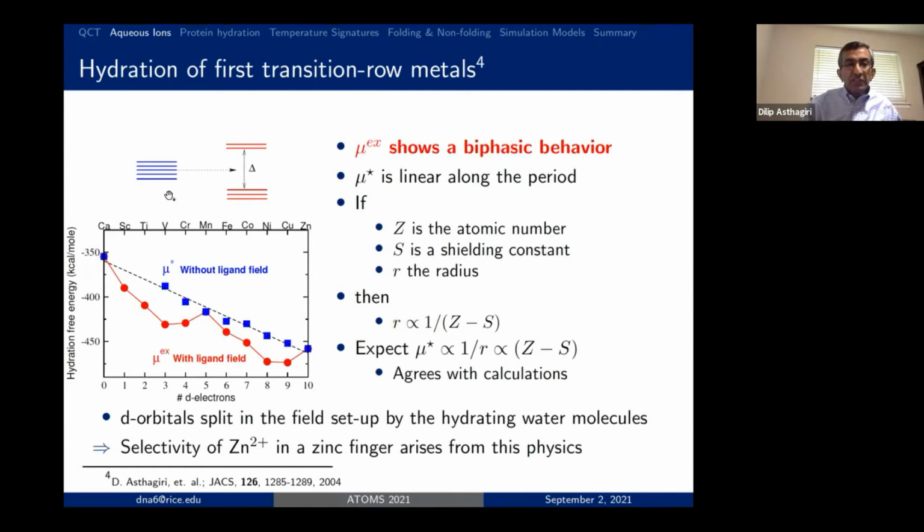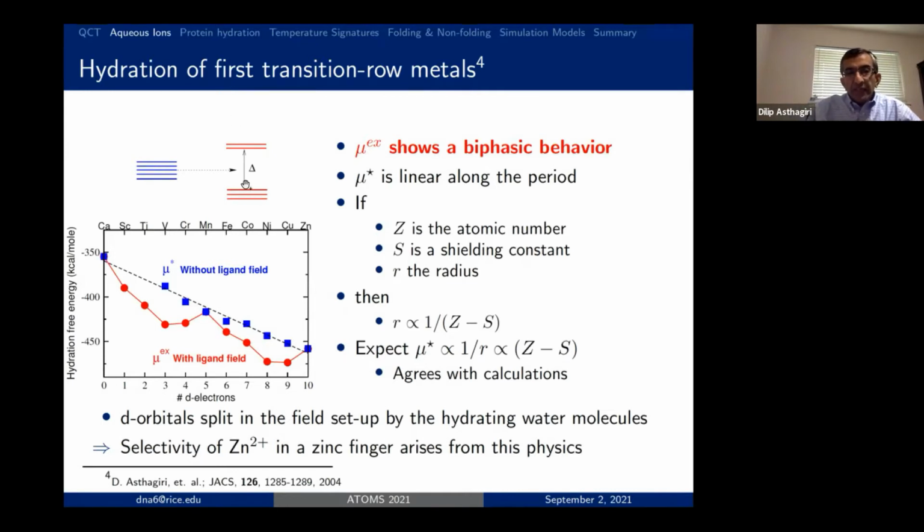So we studied all the transition metals, bracketed between the alkaline earth calcium and zinc. For the transition metal ions, you have to deal with this feature of the d orbitals, which are degenerate for a transition metal in vapor. But once you put it in liquid water, this degeneracy is lifted. The d orbitals will split in the field set up by the hydrating water molecules.